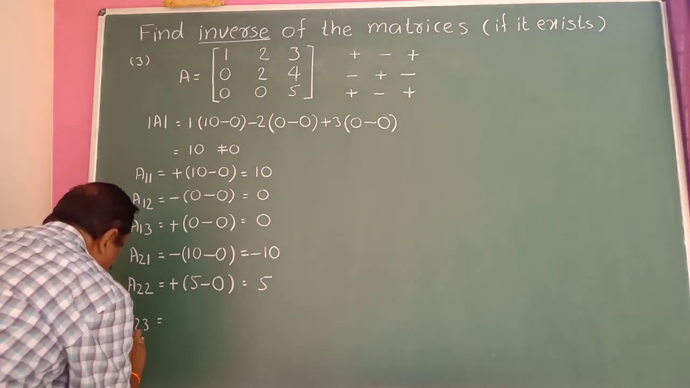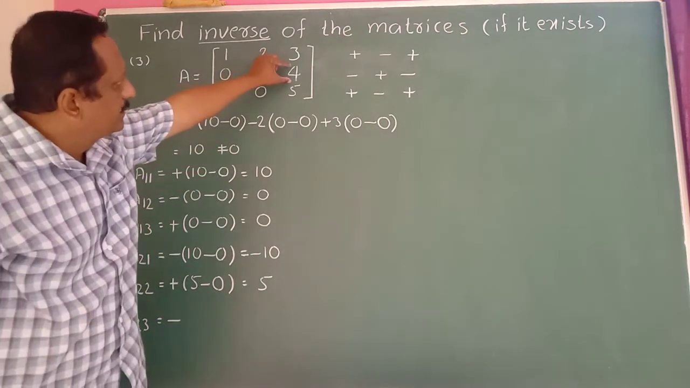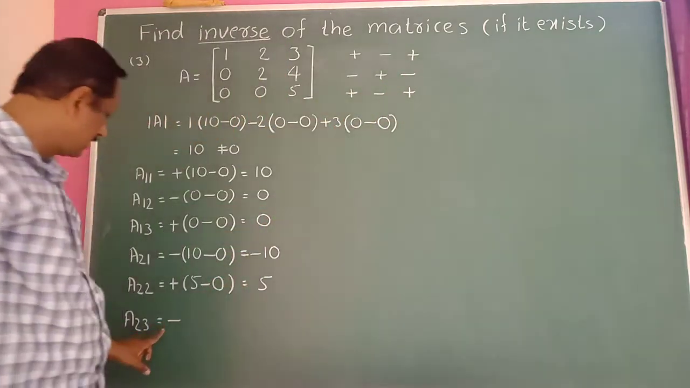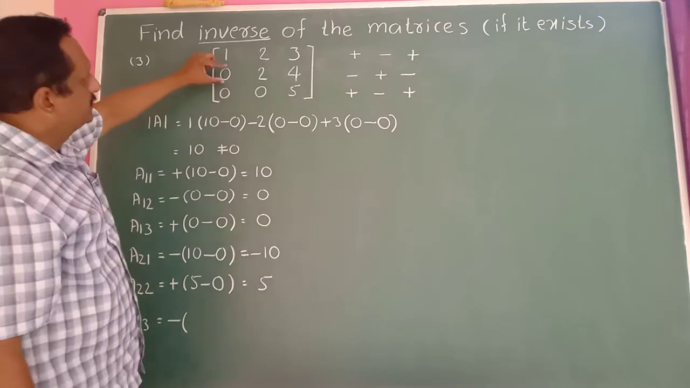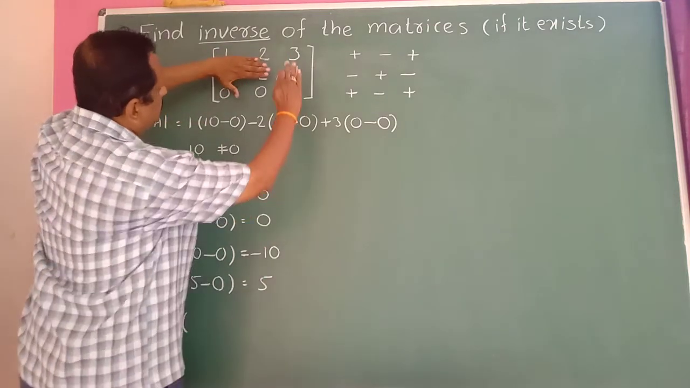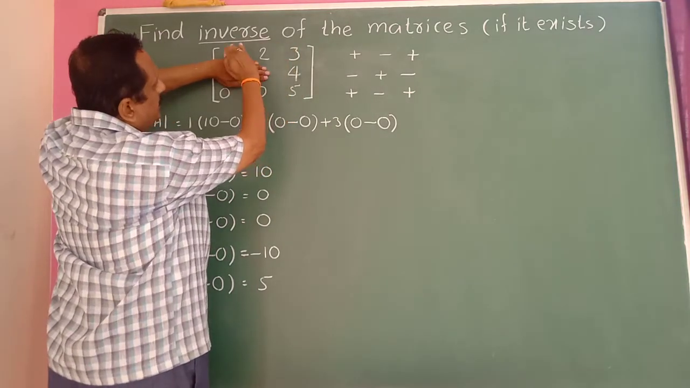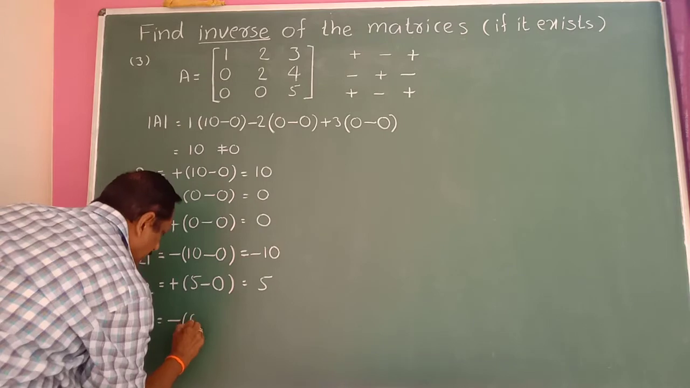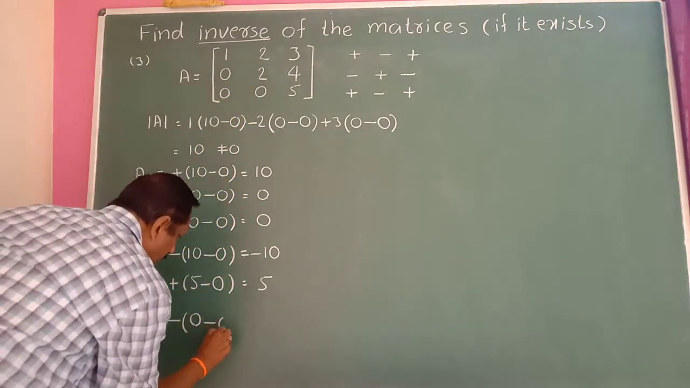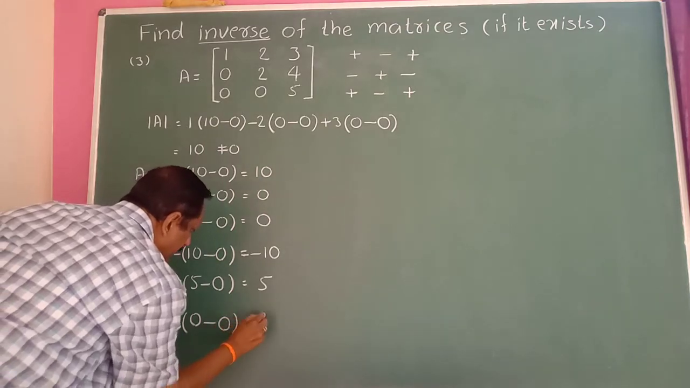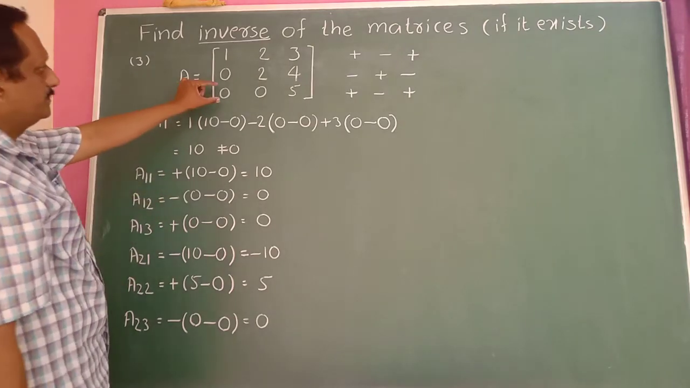Then A23 here. So 2 plus 3, 5, odd number, take minus sign here. This is the cofactor of this element here. Deleting second row, third column here. Deleting the second row and the third column means these are the remaining elements here. Then 1 into 0 becomes 0. So write here 0 minus of 2 into 0 becomes 0. So this is 0 here, equal to 0.